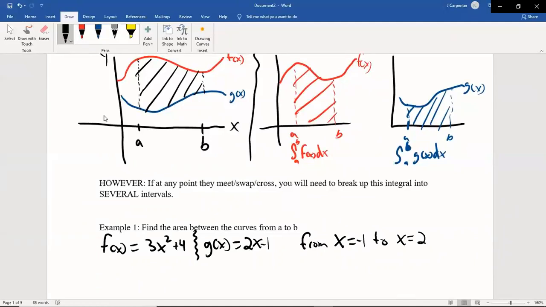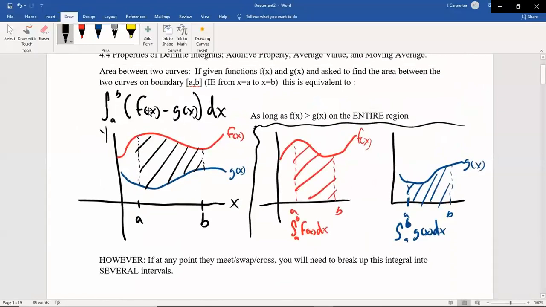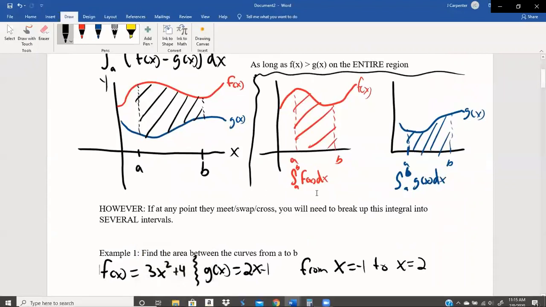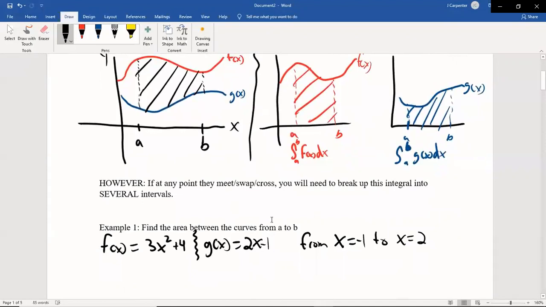So I'm going to take a shortcut on showing that one of these functions is higher than the other, because it doesn't have to be the f minus the g. Again, this is determined on which one is higher. You always have to subtract the higher minus the lower. Right now, I don't necessarily know which one of these is higher.